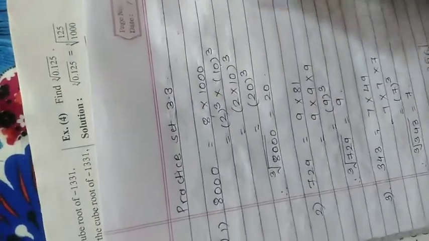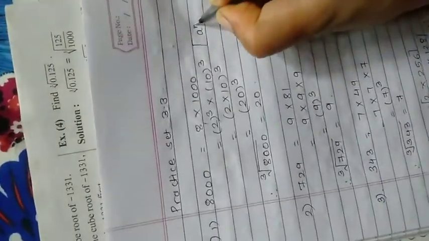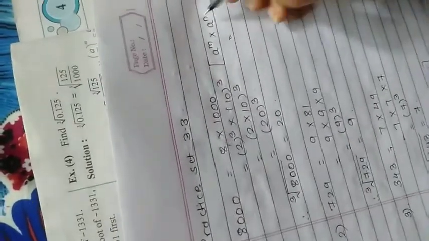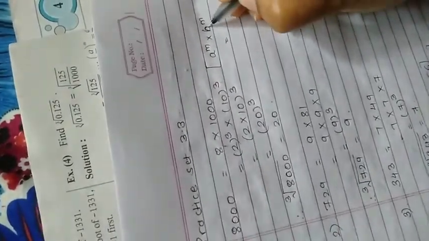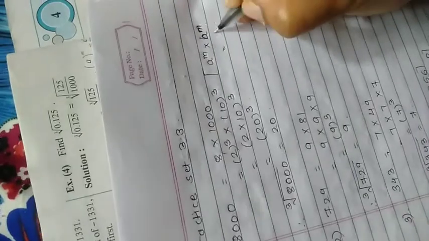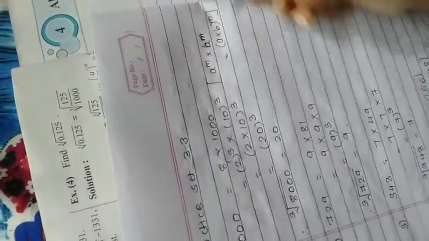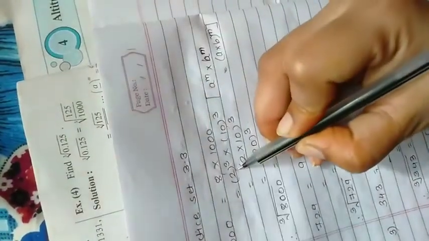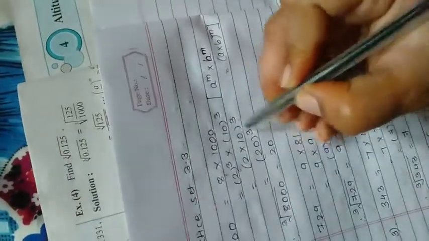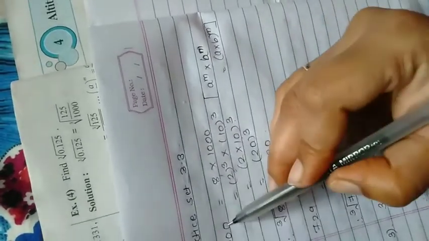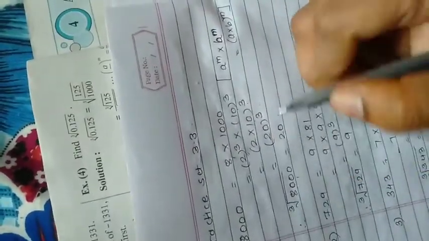Again using the indices property, a raised to m cross b raised to m is equal to a cross b the whole raised to m. I have used the same property over here. 2 multiplied by 10 raised to cube. 2 tens are 20. 20 raised to cube. So the cube root of 8000 will be 20.